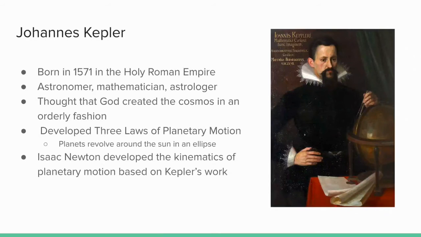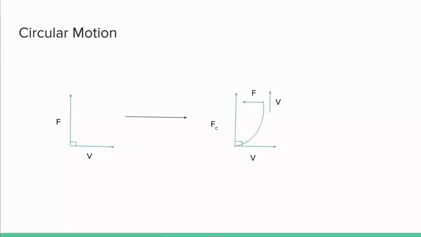Johannes Kepler was born in 1571 in the Holy Roman Empire. He was an astronomer, mathematician, and astrologer. His belief that God created order in the universe was a primary motivation to study the cosmos. He developed the three laws of planetary motion, one of which being that planets revolve around the sun in an ellipse. Let's see how Newton's and Kepler's ideas tie together.